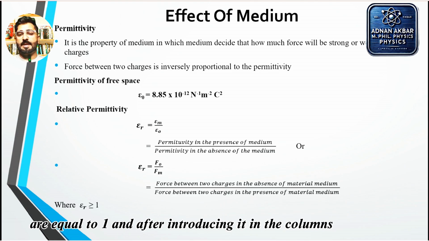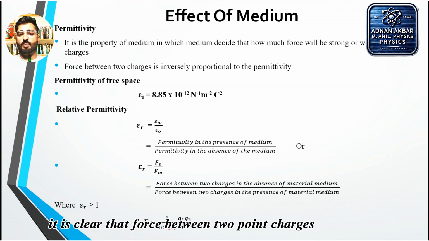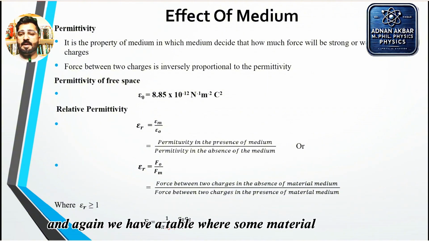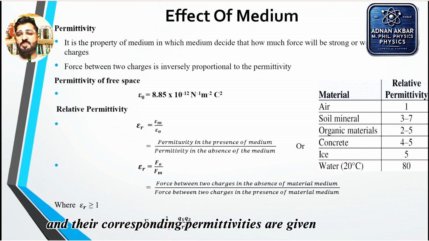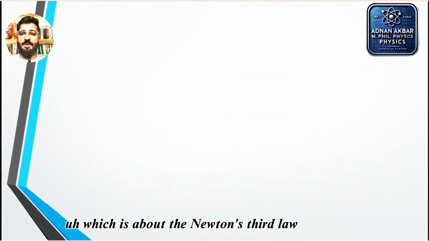After introducing it in Coulomb's law, F is equal to 1 by 4 pi epsilon naught epsilon r, q1 q2 over r square. And here again it is clear that the force between 2 point charges is inversely proportional to the relative permittivity. And again we have a table where some material media and their corresponding permittivities are given. Let us move towards our next slide, which is about Newton's third law.